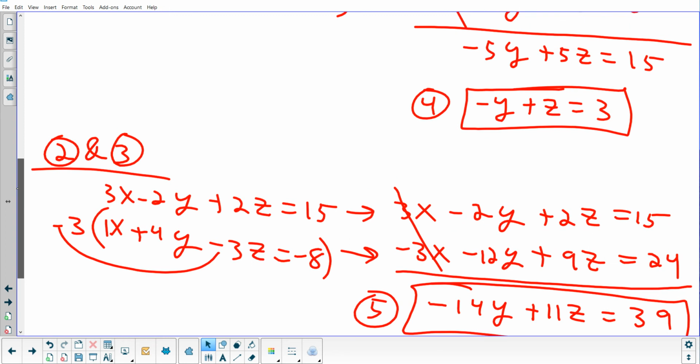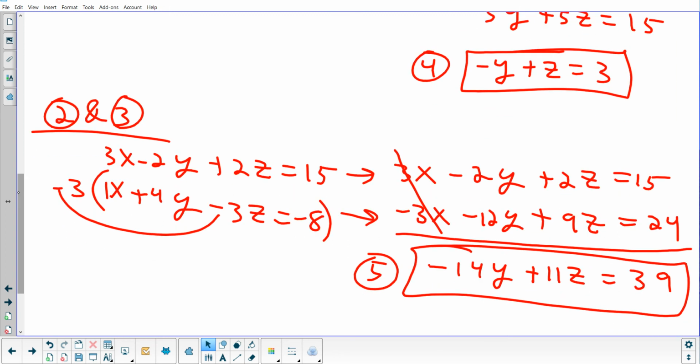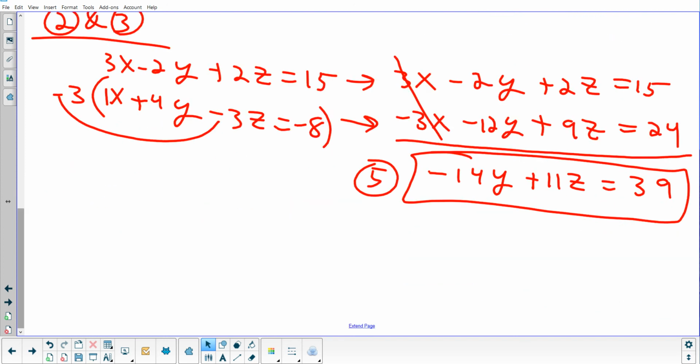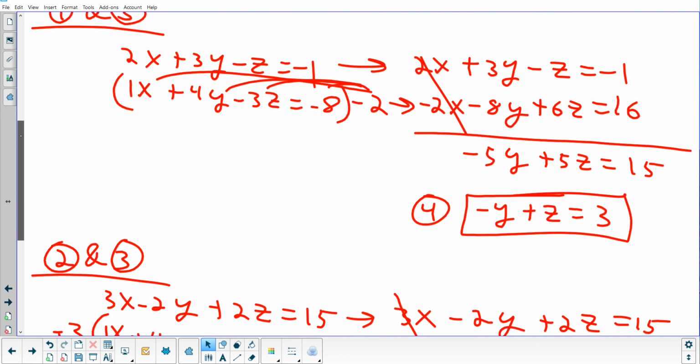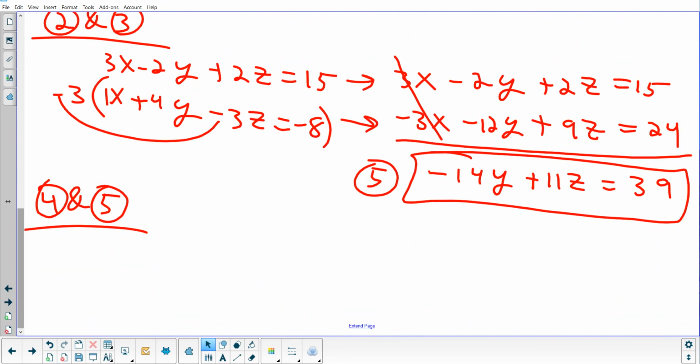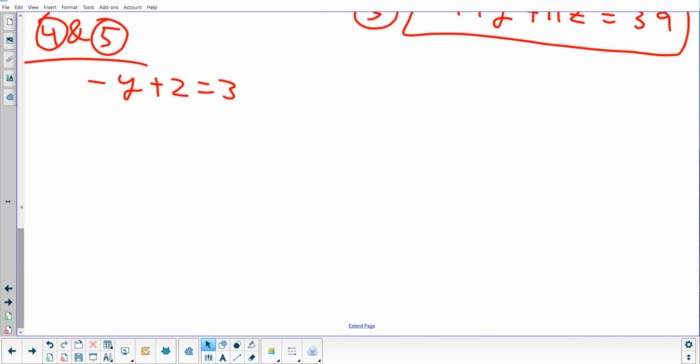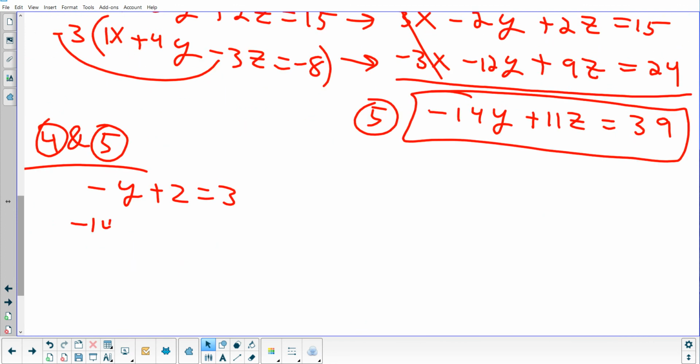Now, you want to use equations 4 and 5. And from here, you can do what we learned earlier. Solve for y or z. Let's write them both down. So we've got negative y plus z equals 3, and negative 14y plus 11z equals 39.